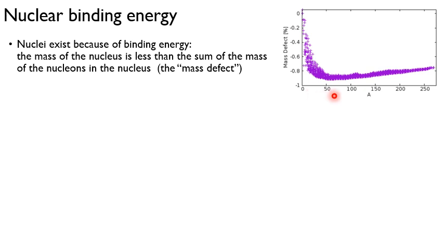The horizontal axis here is the mass number of a nucleus. The vertical direction is how much less than the sum of the parts the mass of that nucleus is. You see these are all negative, and this is why nuclei exist at all. There's a little bit of energy to be released into the environment by nucleons combining into a nucleus. And this is just a realization of the mass-energy equivalence that you know of as E equals mc squared.